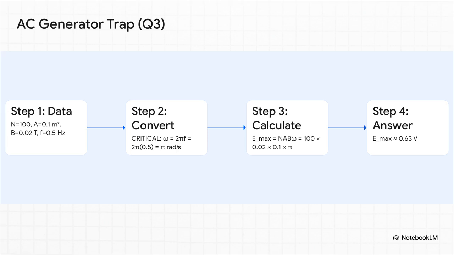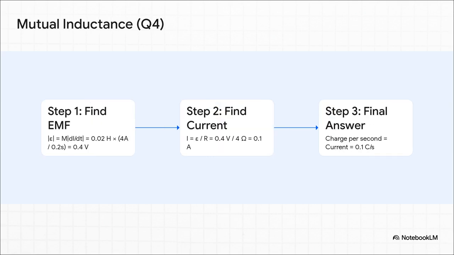Simple as that. And for our final MCQ killer, let's talk mutual inductance. The trick here isn't the math, it's the wording. They ask for charge per second. And what is that? It's just a fancy, tricky way of asking for the current. So what do you do? You find the induced EMF, you use good old Ohm's law to find the current, and boom, you're done. Don't let the phrasing throw you off. It's simple once you see the trick.